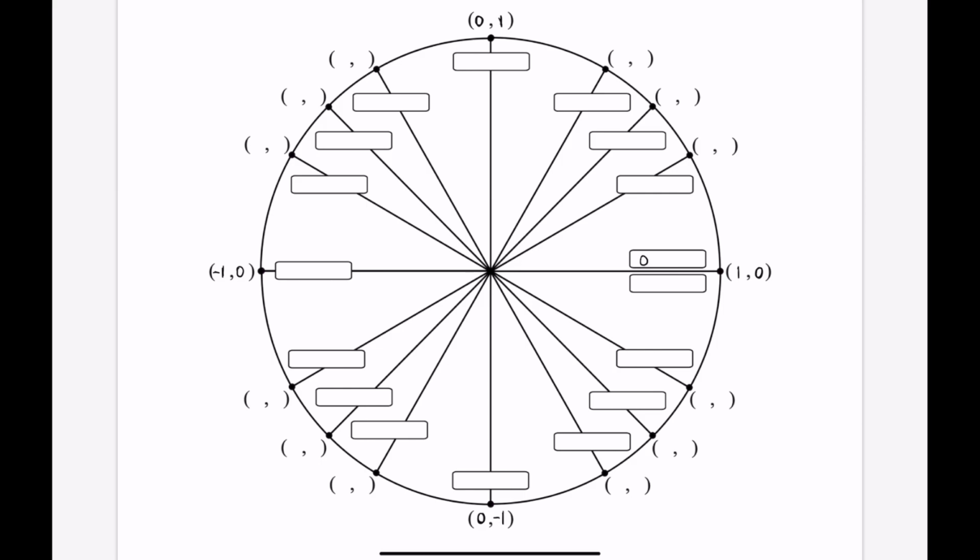This angle here is 0 degrees or 0 radians. This angle here is 90 degrees, which is also pi over 2 in radians. Here we have 180 degrees, which is pi in radians.